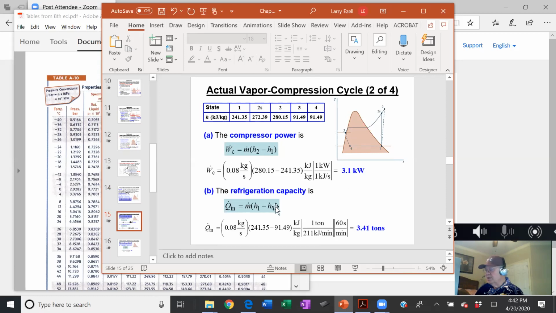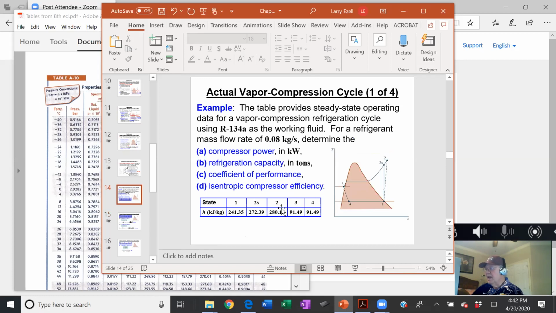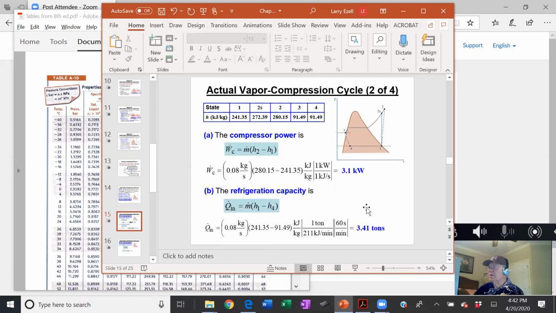Now the refrigeration capacity, that's the refrigeration going from state 1 to state 4. So that's going to be m dot times H1 minus H4. H1 is the higher energy state, H4 the lower, and so you get 3.41 tons. Now he has kilograms per second times kilojoules per kilogram. That gives kilowatts.